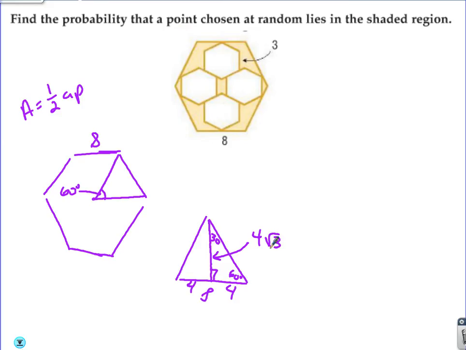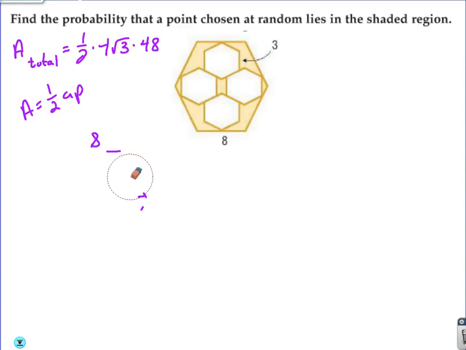So therefore, our area of the whole thing, I'm going to call it area total, would equal 1/2 times the apothem, which is 4 root 3, times the perimeter, which is 8 times 6, which is 48. So it'd be 96 root 3, I believe. Leave it exact.